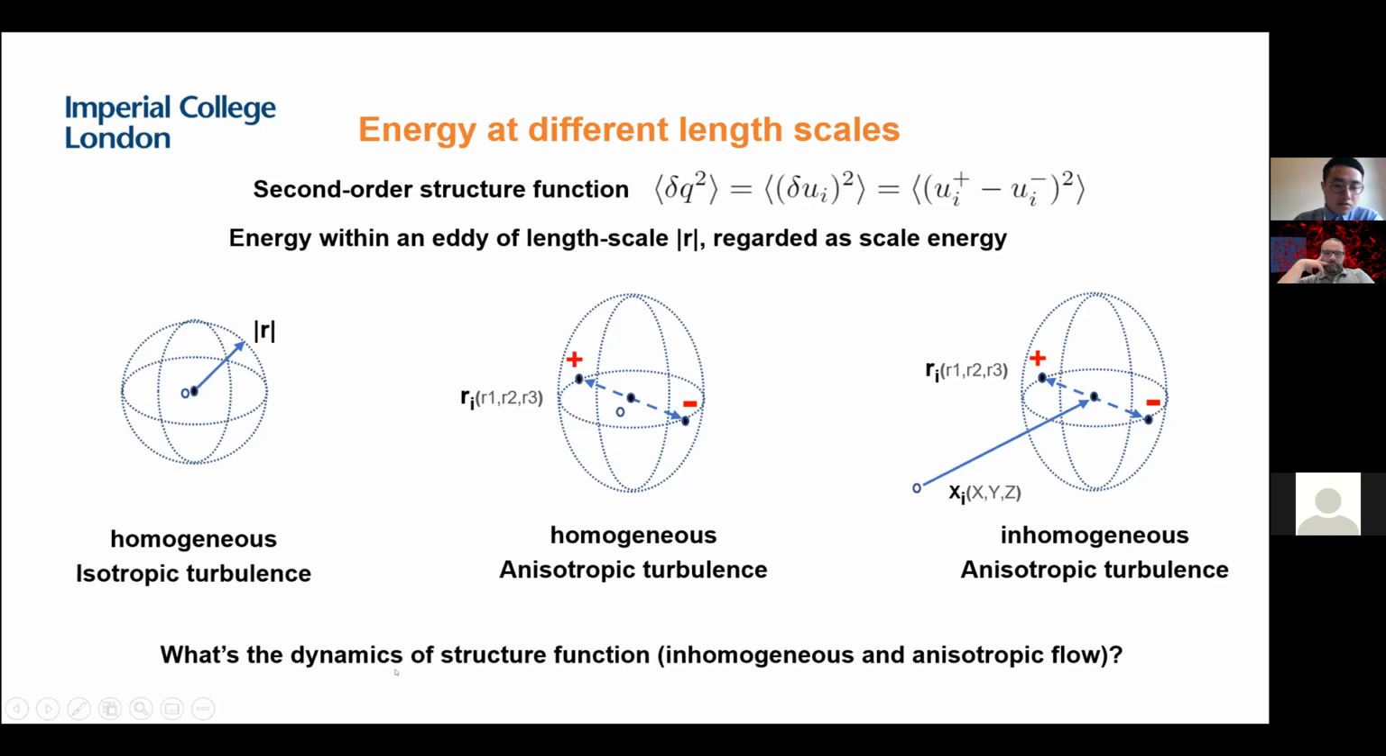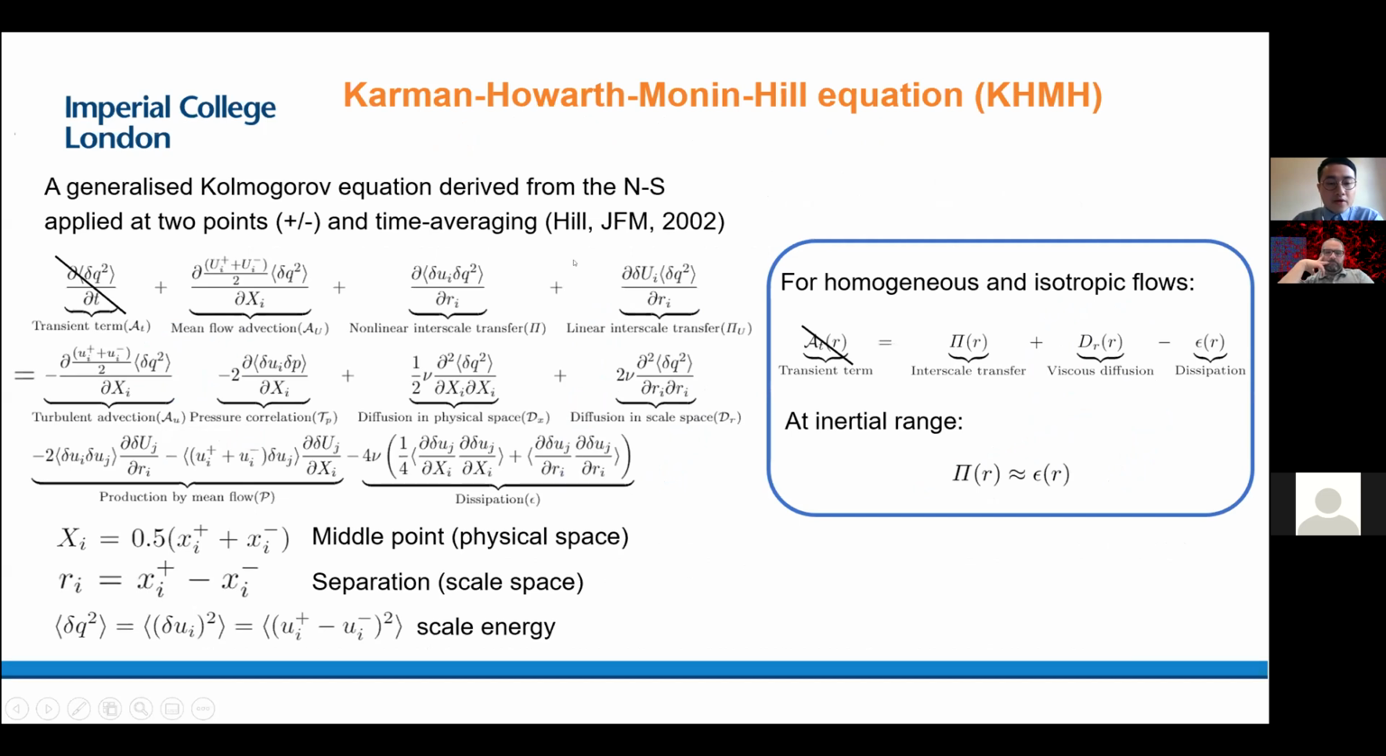So what's the dynamics of this structure function? And what's the governing equation of the structure function? In 2002, Hill developed the generalized Kolmogorov equation. And this equation is the transport equation of the structure function. It is derived directly from the Navier-Stokes equation. And here we have used the Reynolds decomposition to account for the mean flow. So this equation has no assumption, and is theoretically usable for any kind of incompressible flow. And each of these terms has physical meaning.